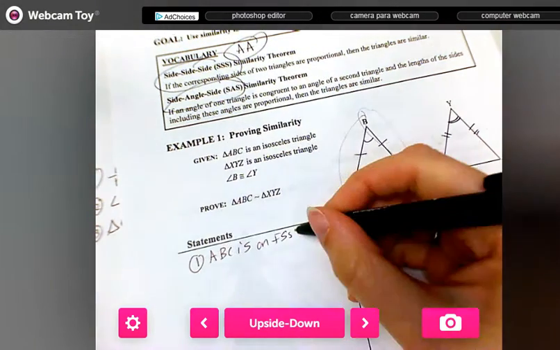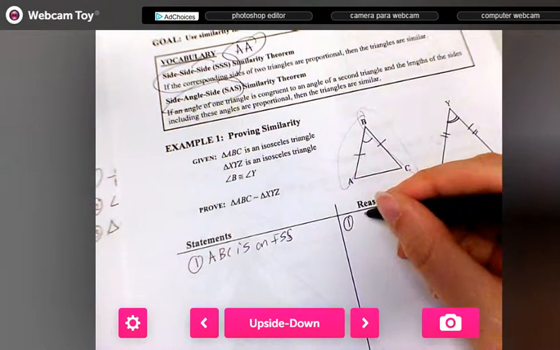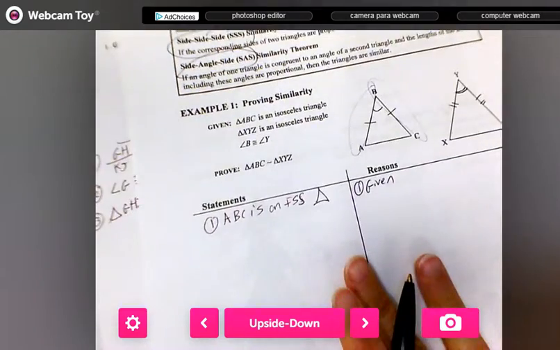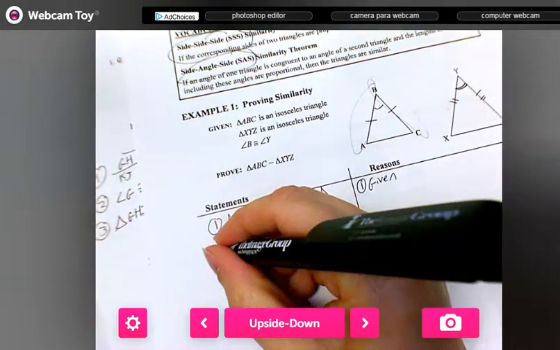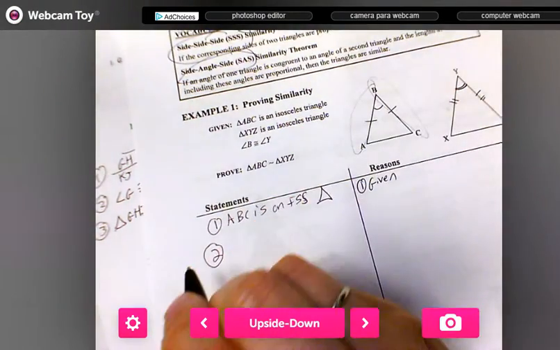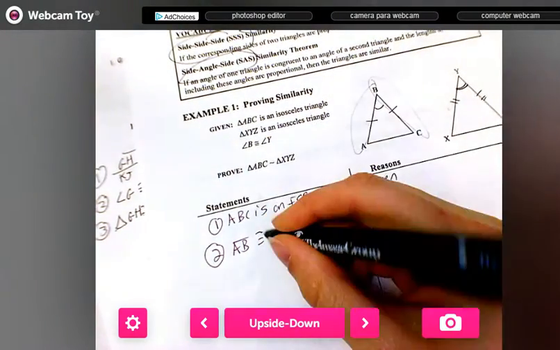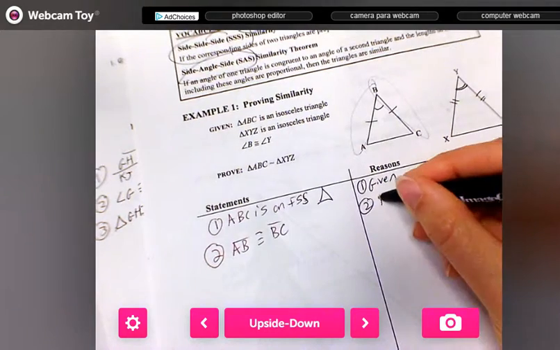So ABC is an isosceles triangle. I'm just going to say ISS, and then make a triangle picture for it. Okay, so what we can do here is this. If this is an isosceles triangle, I can say that side AB is equal or congruent to BC, and this is by definition of an isosceles.